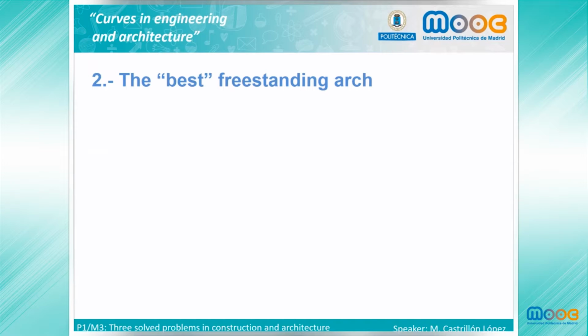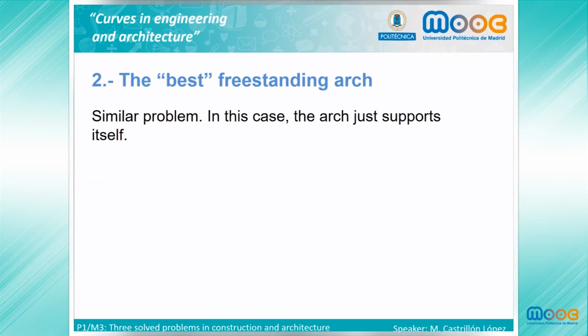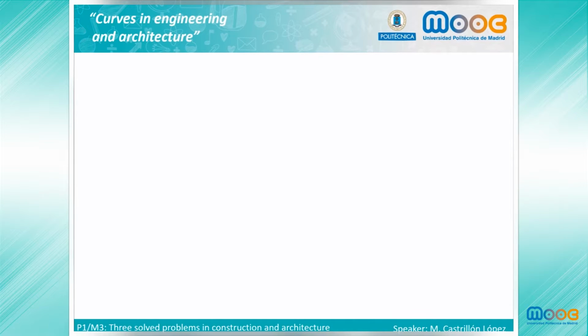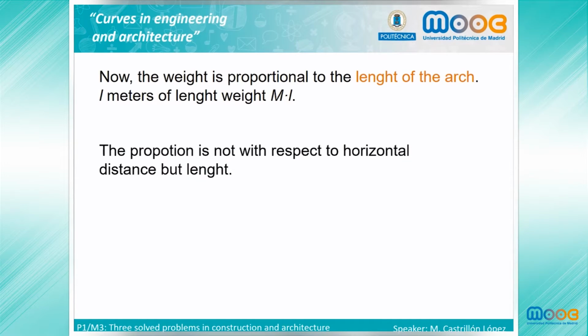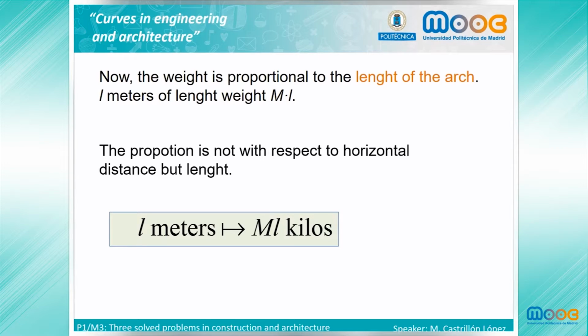The second problem is the freestanding arc. It is a very similar problem. In this case, the arc just supports itself. Now the weight is proportional to the length of the arc. The proportion is not with respect to the horizontal distance, but with respect to the length. L meters of length weigh ml kilos.